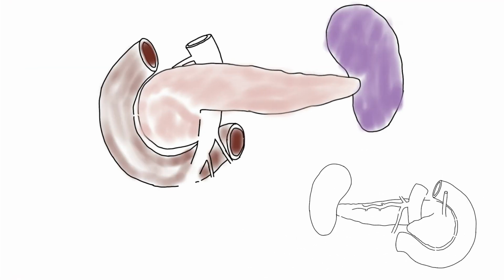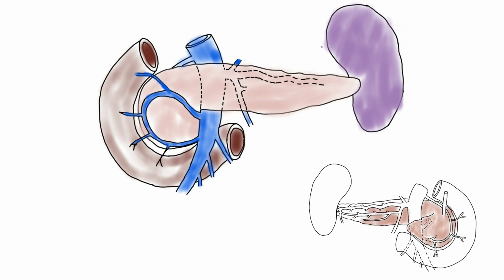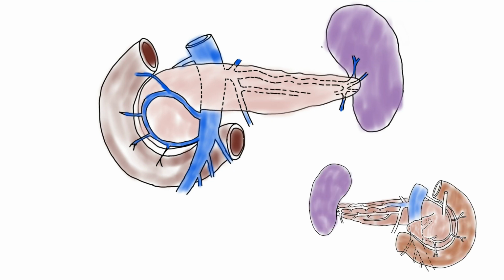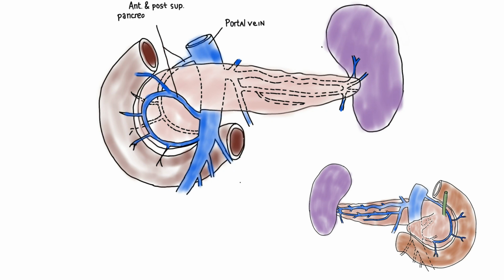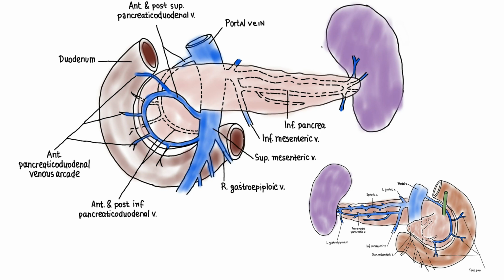Pancreatic veins carry deoxygenated blood away from the pancreas. The anterior superior pancreatico-duodenal vein empties into the superior mesenteric vein, while the posterior variant empties into the hepatic portal vein. Both the anterior and posterior inferior pancreatico-duodenal veins drain into the superior mesenteric vein, while the pancreatic veins, draining venous blood from the body and tail, empty into the splenic vein.